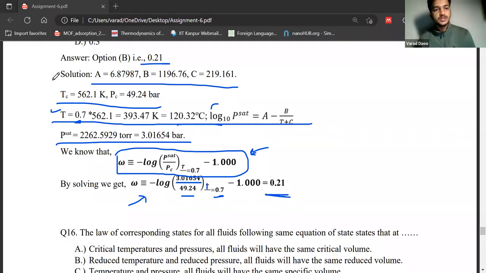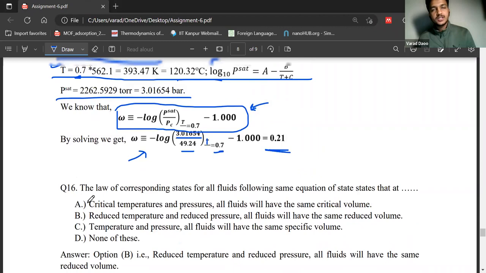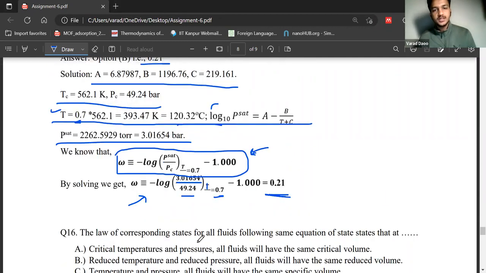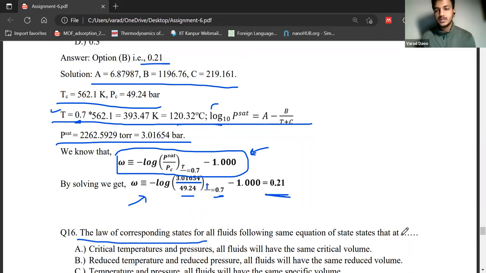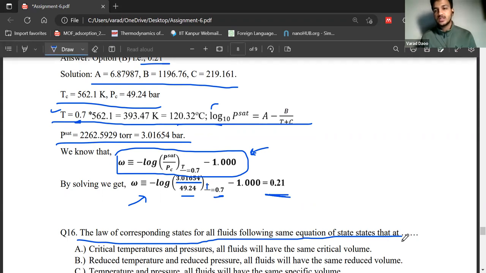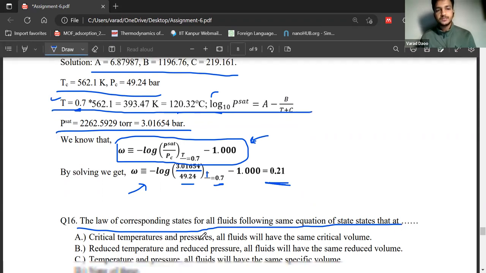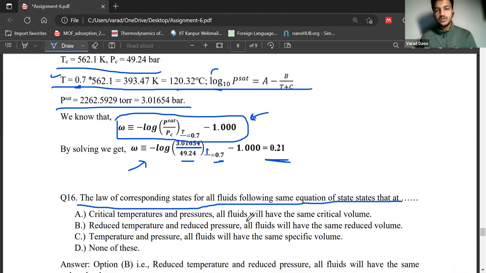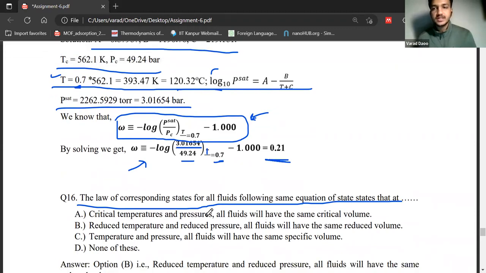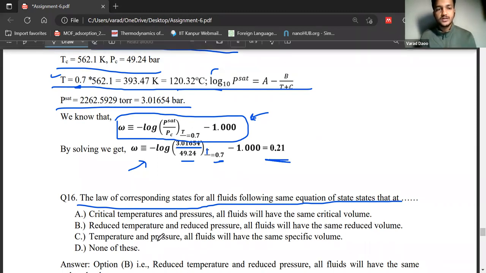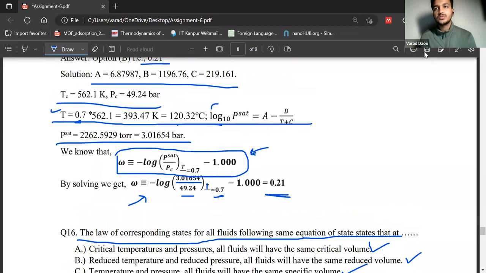So the next question is this. It's a theoretical question. The law of corresponding states for all fluids following the same equation of state states which of the following is true, right? Option A: all fluids have the same critical temperature and pressure. Option B: all fluids have the same critical volume. Whether option A is correct, option B is correct, option C is correct, or none of these is correct. So I'll give you a couple of minutes to think about it. Okay.